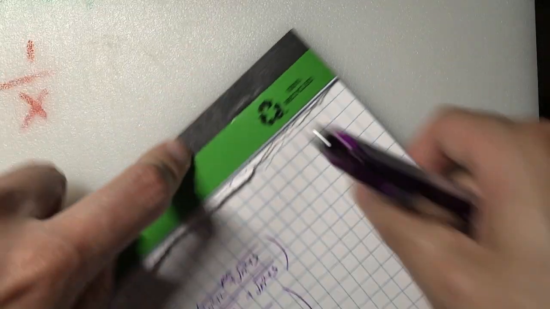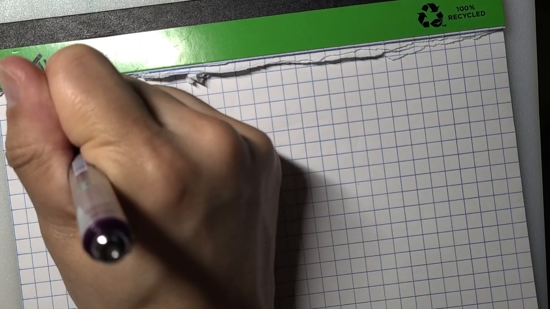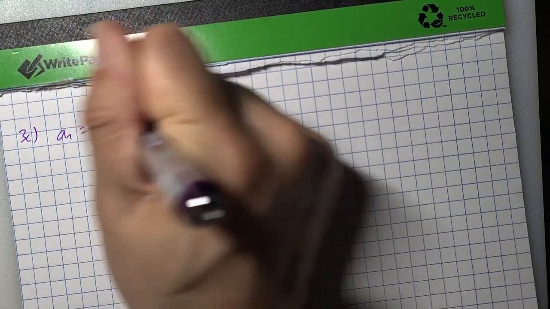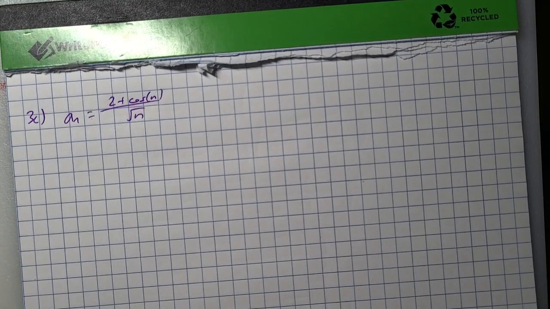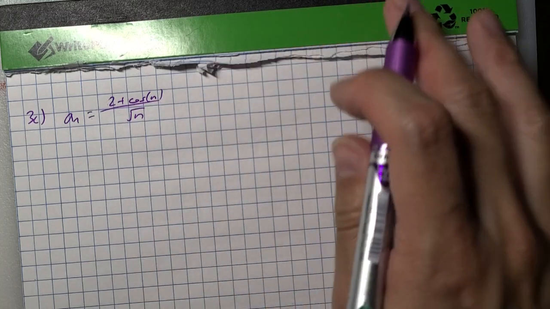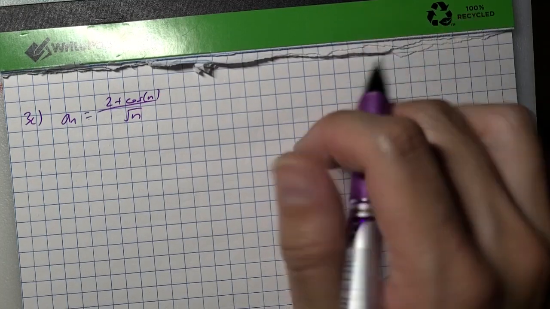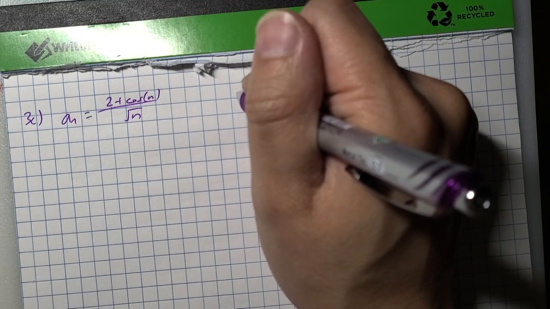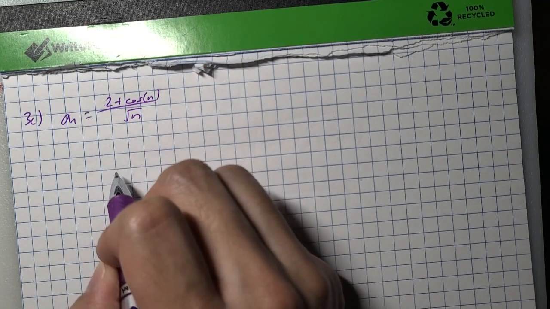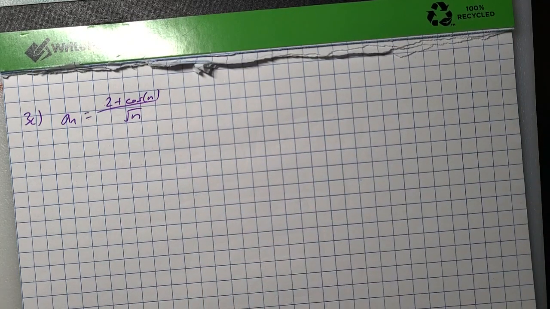And then we have 2 more, so let's move on. (3c) we have a sub n is 2 plus cosine of n over square root of n. Does this converge or diverge? Okay, so here we can use the squeeze theorem, because L'Hopital's rule I don't think will help us, because cosine as n goes to infinity, cosine infinity, you don't know if it's plus 1 or minus 1, okay? So let's try the squeeze theorem.